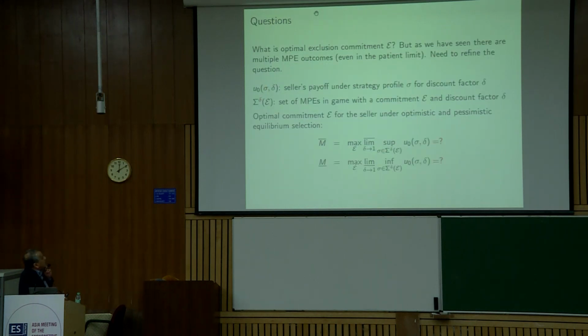So this is one of the questions we address. What is an optimal exclusion commitment? Now, notation. U naught is the seller's payoff in some MPE sigma, given some discount factor delta. So the seller's payoff in some equilibrium, with some exclusion restriction in the background. I could have added a script E over here. So there is an exclusion restriction, and this is the set of all MPEs given that exclusion restriction and that discount factor.